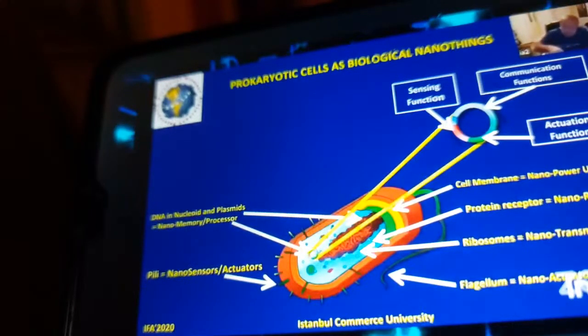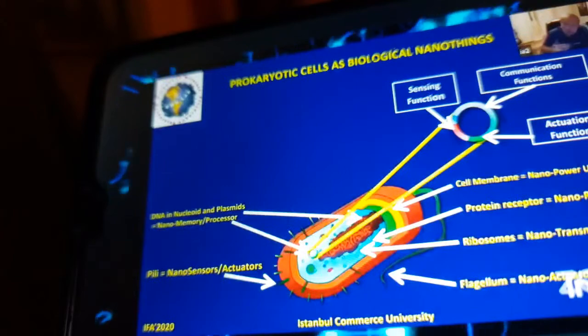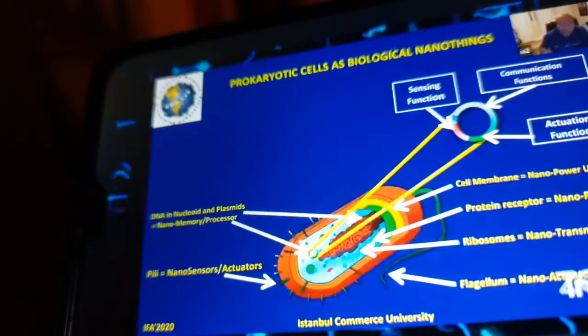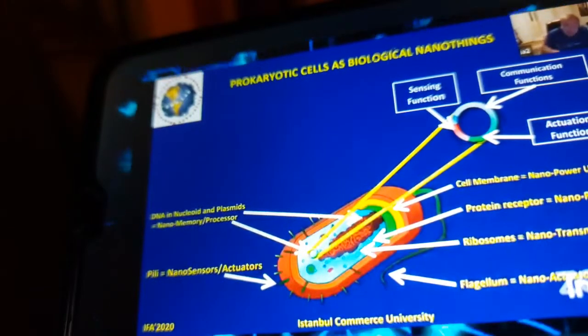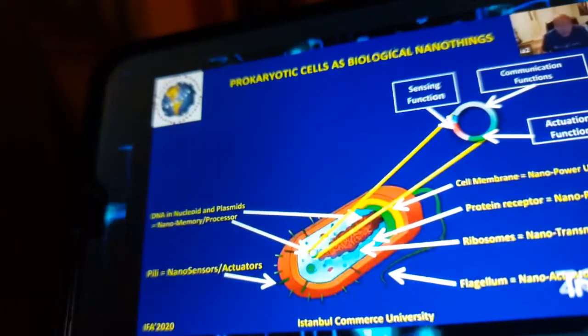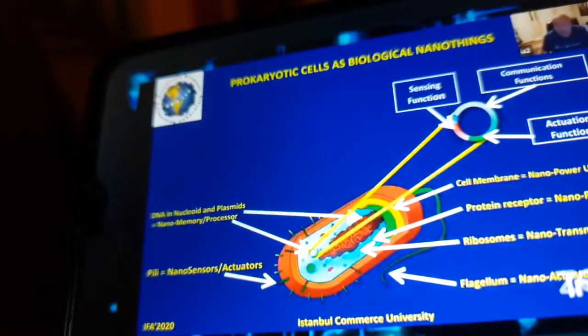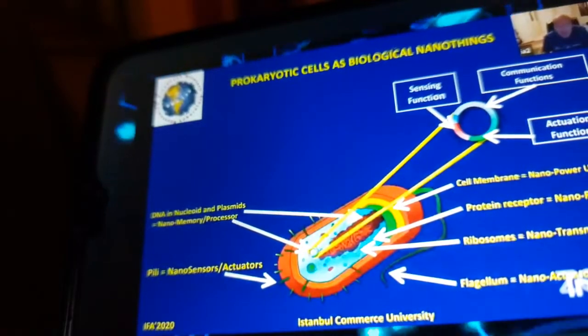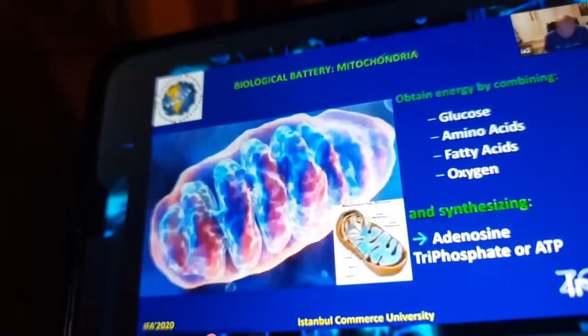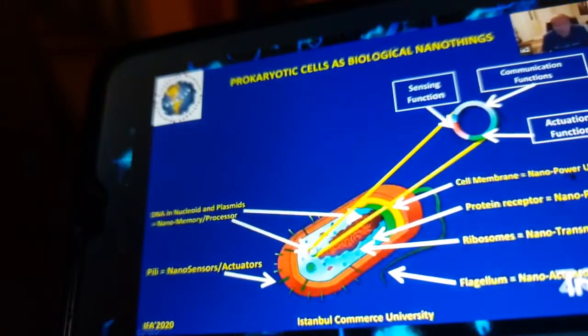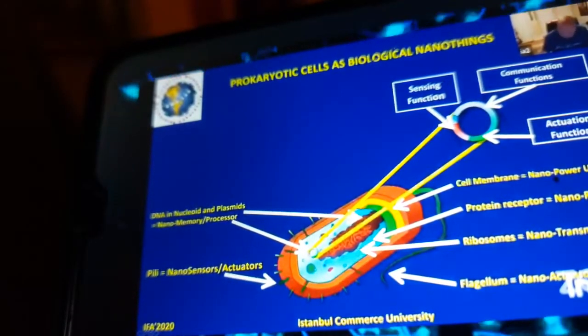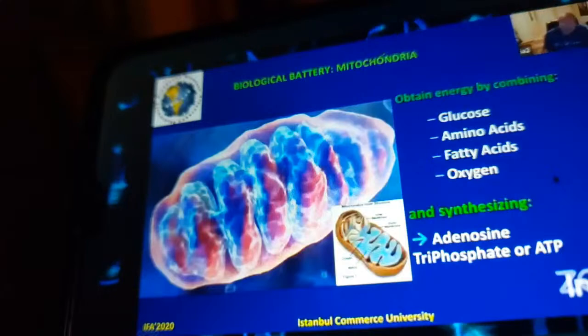And what you do is you feed them with sugar, they grow exponentially. And then, it's a moist area, of course. They move around. And then if you don't feed them, they don't have enough sugar or glucose, then they die. So that's the typical bacteria behavior. Then there are these receptors and the cell membrane. They're like a nano-power unit, right? Energy sources.